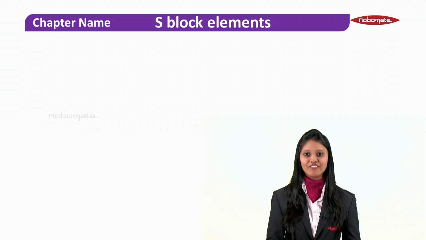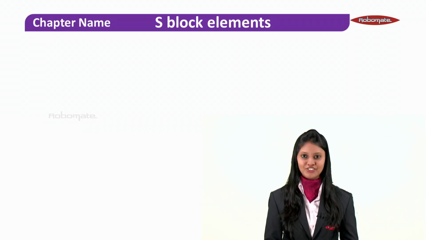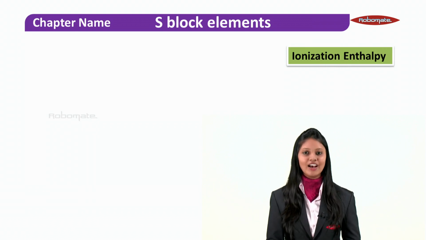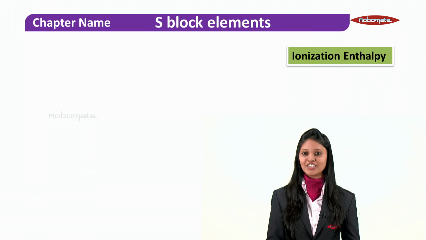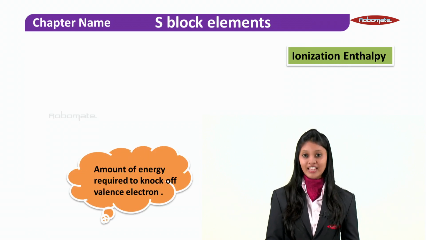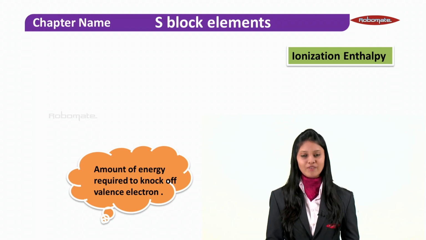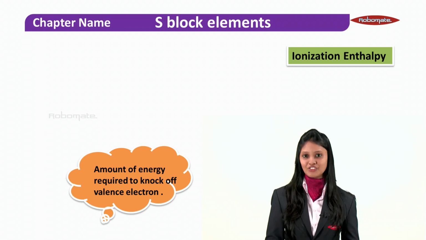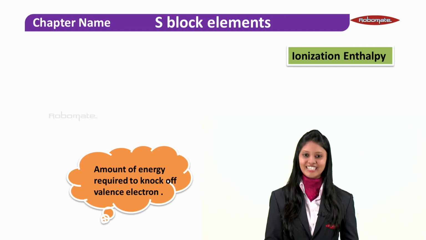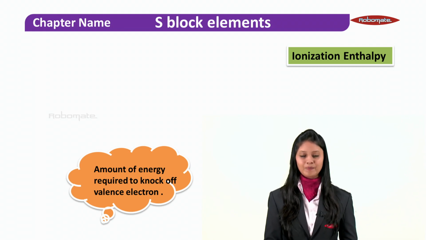In today's session, we are going to discuss the last periodic trend and very important, ionization enthalpy. So what is ionization enthalpy? Ionization enthalpy is the energy required to knock off a valence electron in its gaseous state. When we talk about removing an electron from its valence shell, it requires energy, and that energy is ionization enthalpy.